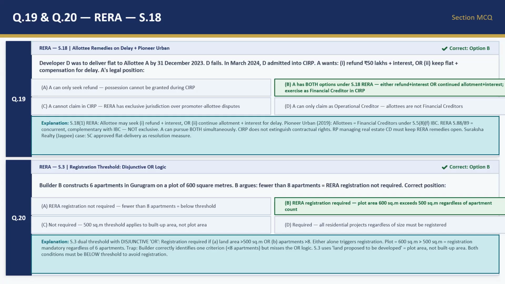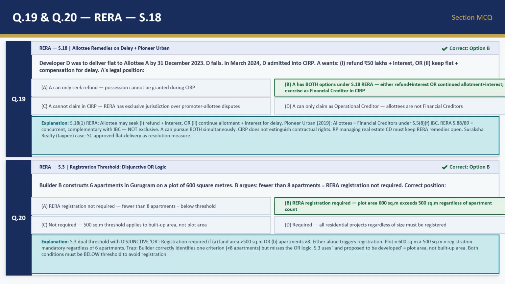RERA Section 3, registration threshold, disjunctive or logic. Builder B constructs 6 apartments in Gurgaon on a plot of 600 square meters. B argues because there are fewer than 8 apartments, RERA registration is not required. But the correct position is RERA registration is required because plot area of 600 square meters exceeds 500 square meters regardless of apartment count.